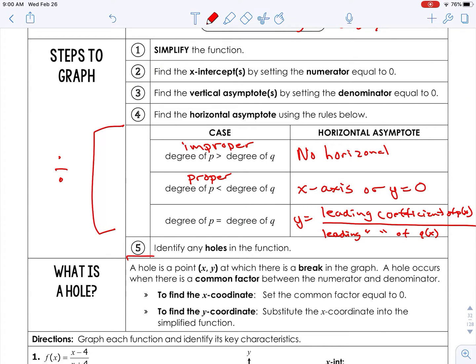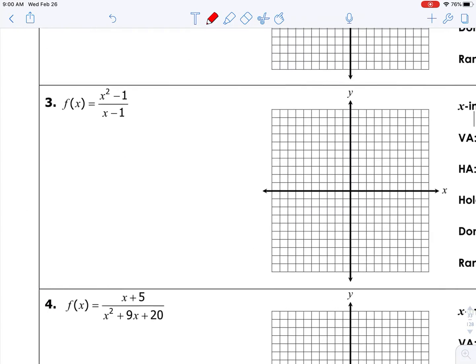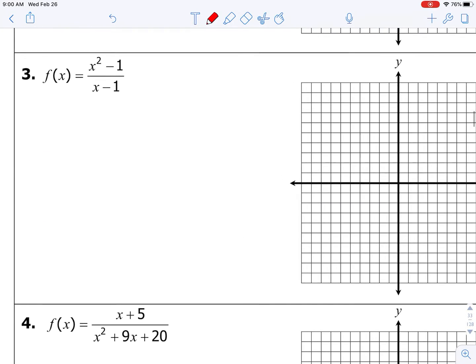Okay, and then lastly, you want to identify any holes in the function. I want to do one with a hole real quick. So let's go down and quickly do 3. So for 3, first thing I'm going to do is simplify. So I'm going to have f of x is equal to x plus 1, x minus 1, divided by x minus 1.